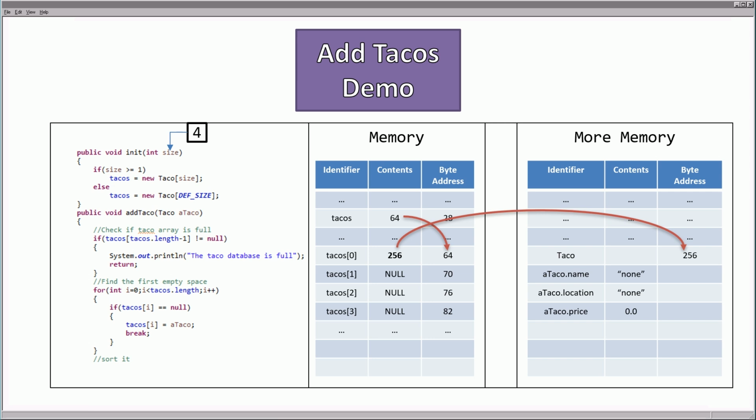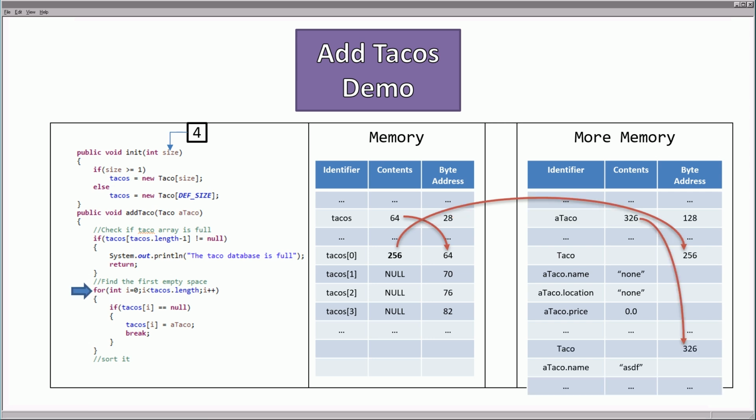Now let's add another taco. Let's start right here. Let's just assume again aTaco was constructed outside of this method, which means that aTaco references its contents, which this time we're assuming is at memory address 326, which is right here. Now I didn't put the rest of the information right here because I simply ran out of room.